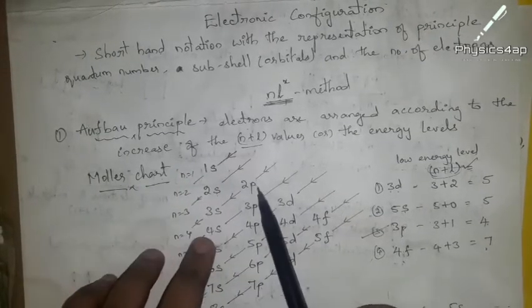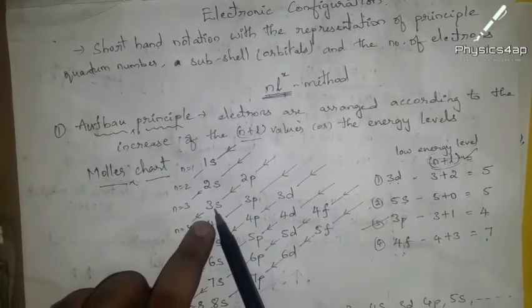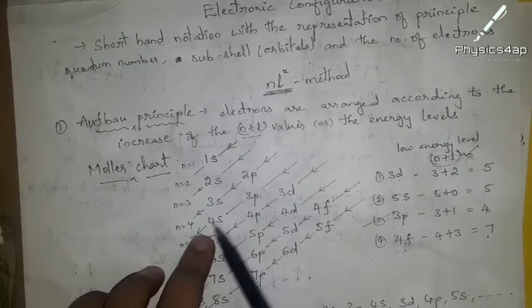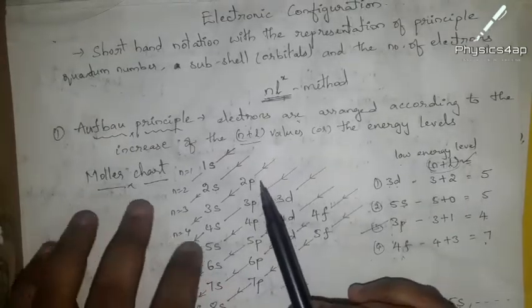Then next it should be entered into 2p. Then it should be entered into 3s. After 3p, 3s, 3p, 4s. After that 3d, 4p, 5s. So this is the Moeller chart.